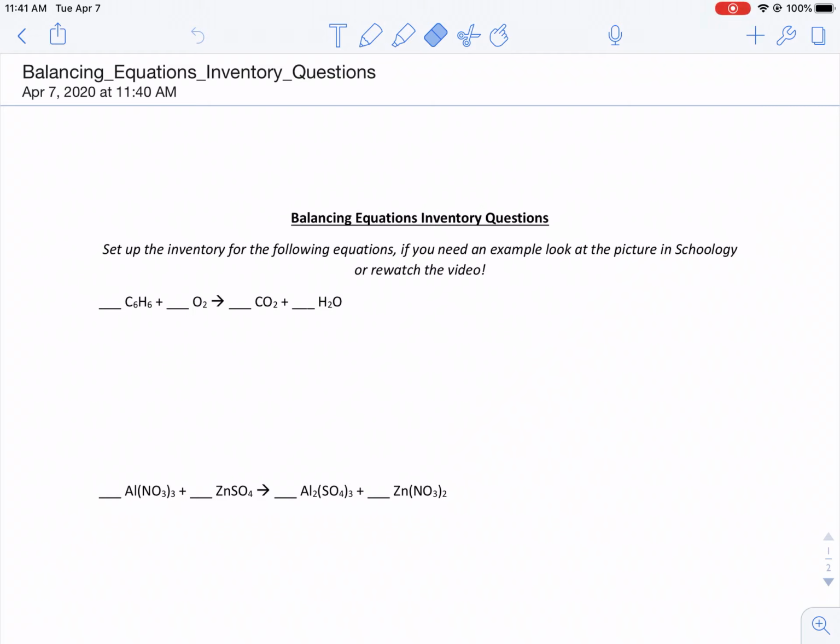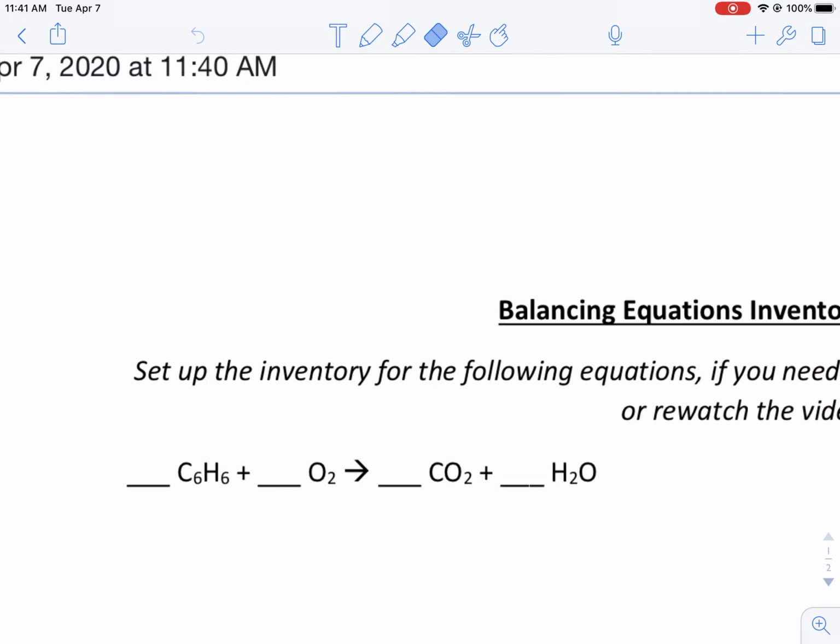Hello everyone. I want to go over some of this from this balancing equations inventory questions worksheet. After grading like 6 of them, everyone is getting these same questions wrong. So a couple things that I want to go over when we talk about an inventory and when we balance chemical equations. Balancing chemical equations, there's 4 rules that you need to follow.